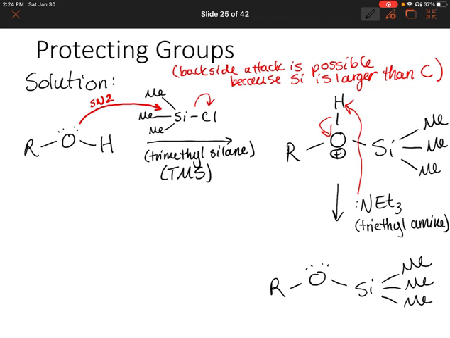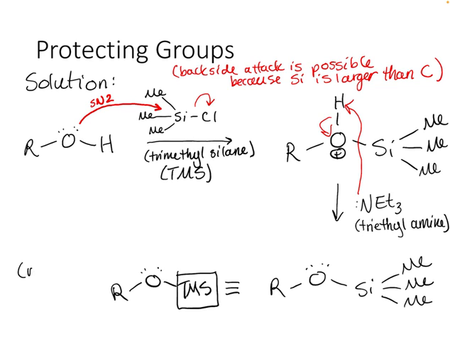Now you could also write this in a different way. You could write this as the O bonded to TMS. So you can just use the abbreviation from above. But again, the main idea is that position is blocked. So the Grignard reagent can no longer react with that functional group. So there's no acidic protons.